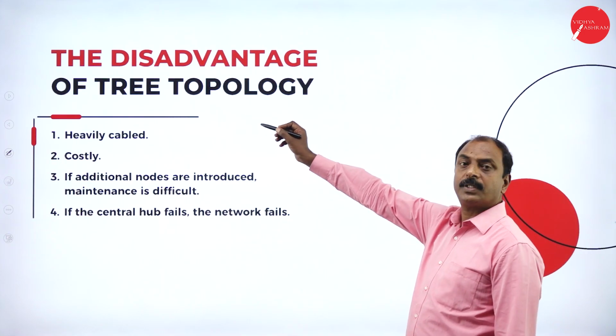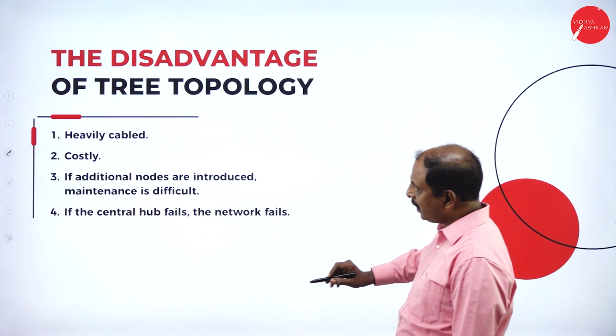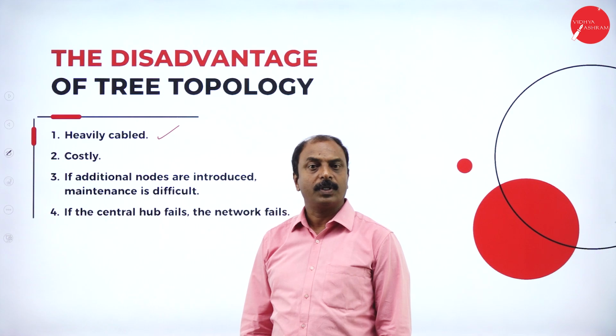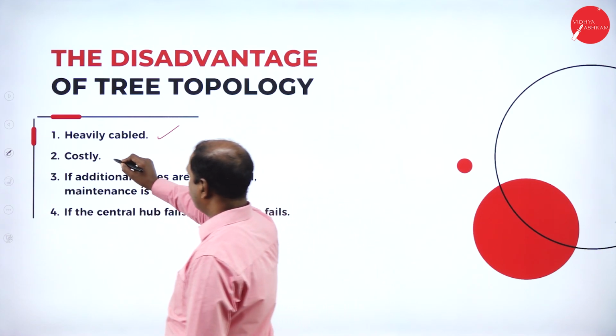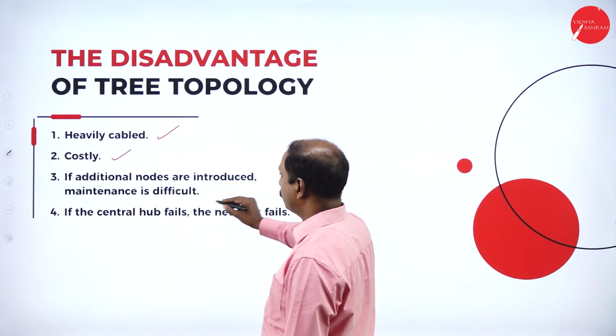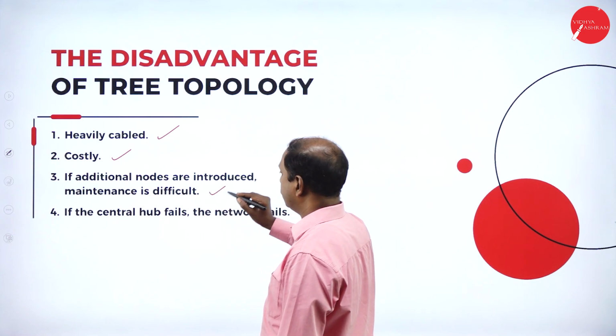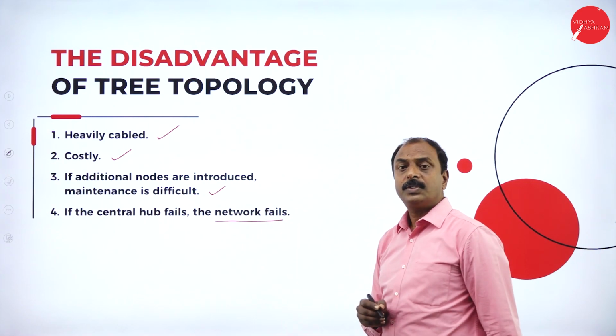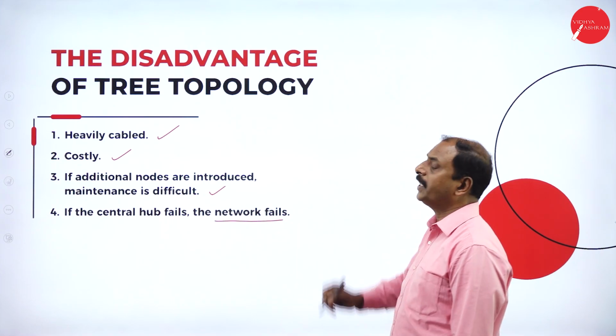Now let us see what are the drawbacks of tree topology. One is that it is heavily cabled because it is a combination of one or two topologies, and very costly. It's not economical. If additional nodes are introduced, maintenance is difficult. And if the central hub fails, the network fails. So these are the drawbacks of tree topology.